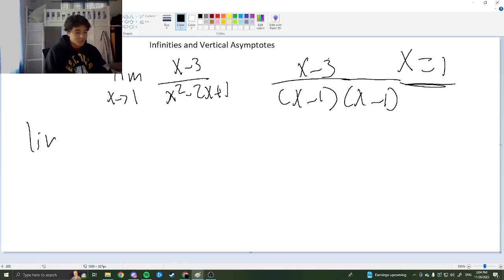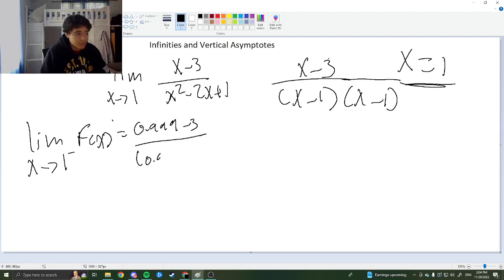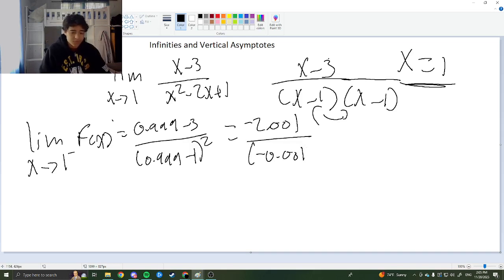So if we look from the left side, the limit from the left of f of x, we'll pick a number that's slightly smaller than 1. We'll go like 0.999. So 0.999 minus 3 over (0.999 minus 1) squared, because that's just what this is. So if we subtract that out, you'll get negative 2.001 over (negative 0.001) squared.